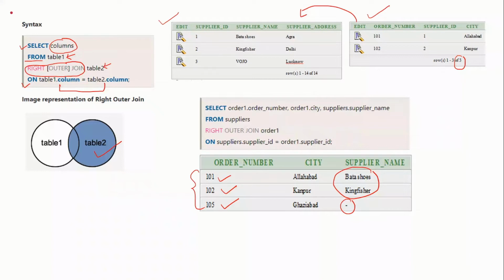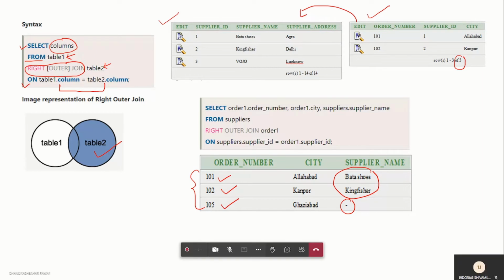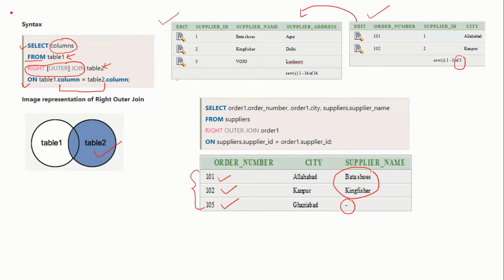If I describe the right join, that is a right outer join, it is going to return all the rows from the right side table, that is table 2, even if there is no match in the left table. And if there is a match, it is going to reflect that within that particular column, otherwise null, which means a dash is appearing here. This dash is nothing but the null.